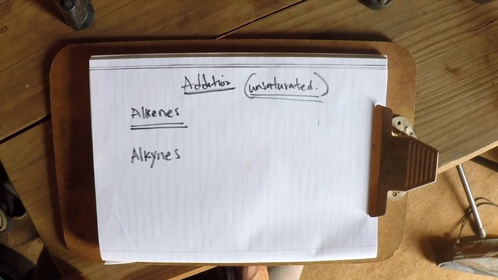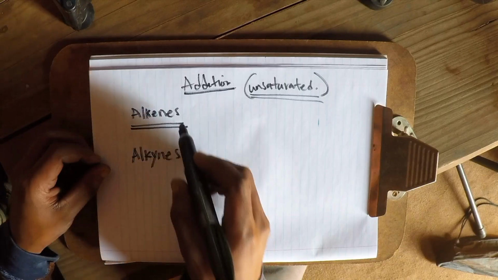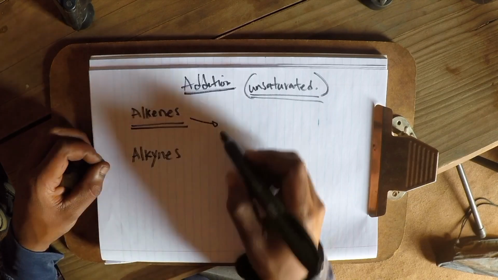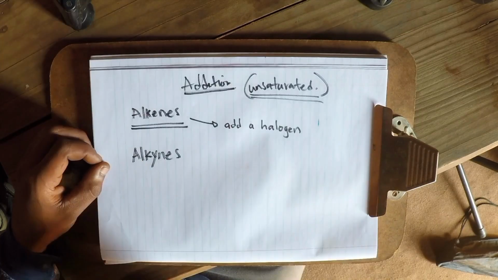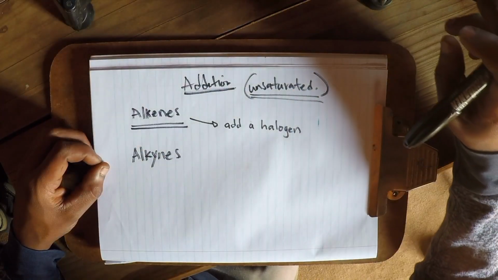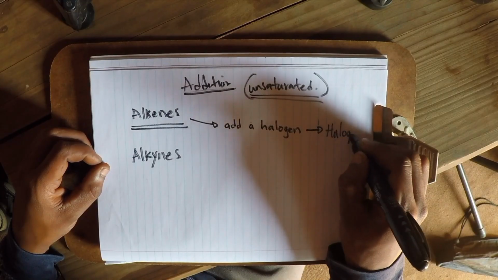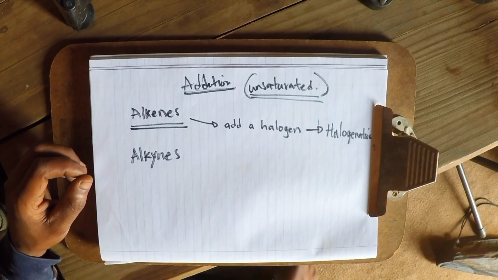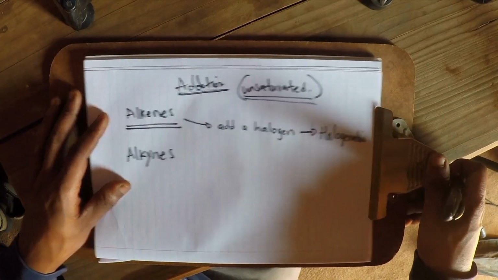Right? So, again, we still have halogenation. When you have an alkene and you add a halogen, you will get a process called halogenation, right? And your product will be a haloalkane. So let me make this a bit more clear.